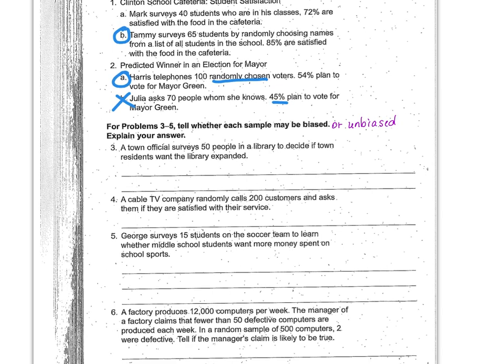All right. Tell if it's biased or unbiased. A town official surveys 50 people in the library to decide if the town residents want a library expanded. Definitely biased. They are at the library, right? And those people are going to want it expanded. A cable TV company randomly calls 200 customers and asks if they are satisfied with their service. Randomly calls 200. That's the key. It is not biased, or unbiased.